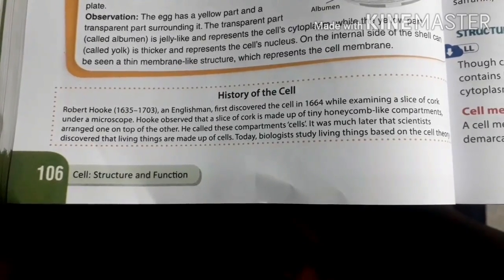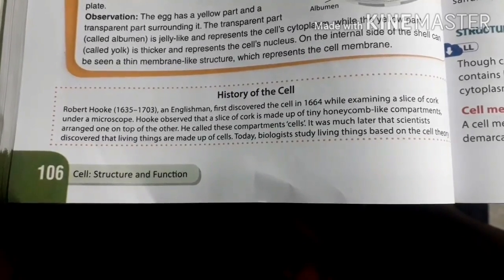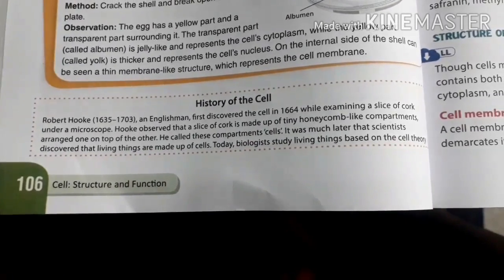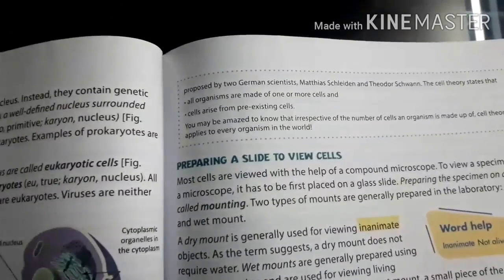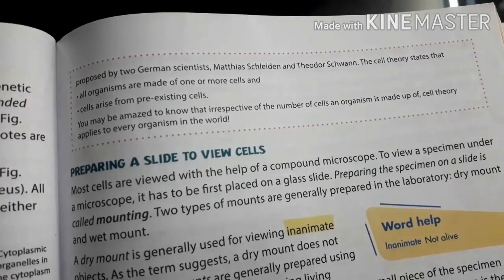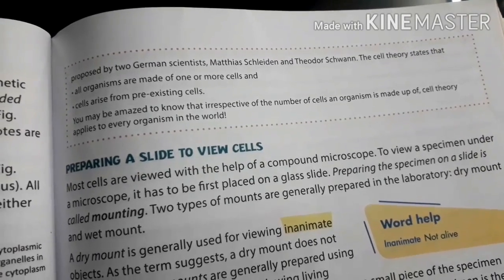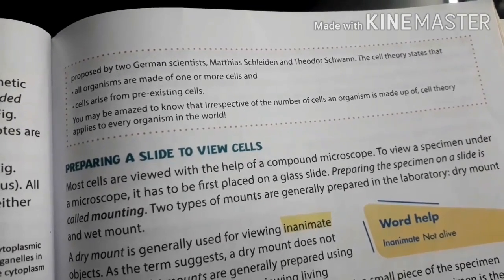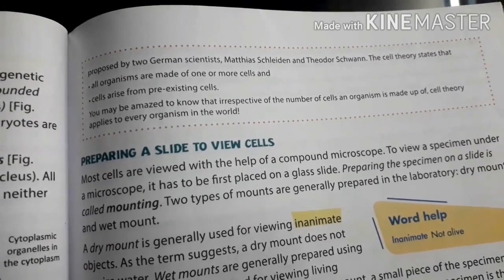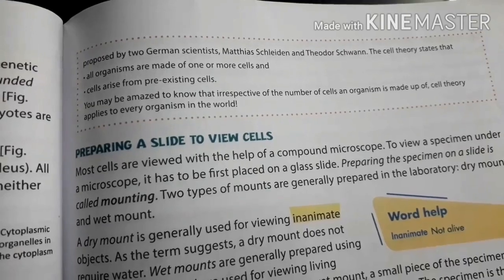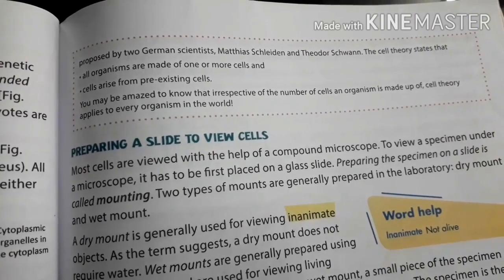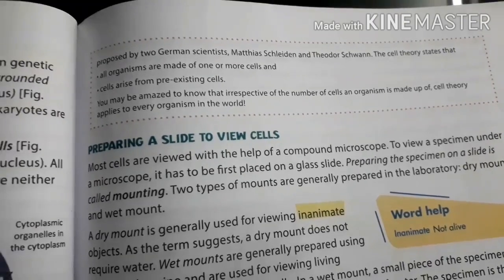It was much later that scientists discovered that living things are made up of cells. Today, biology studies living things based on the cell theory proposed by German scientists Matthias Schleiden and Theodor Schwann. The theory states that all organisms are made up of one or more cells. Cells arise from pre-existing cells, and irrespective of the number of cells, the cell theory applies to every organism in the world.